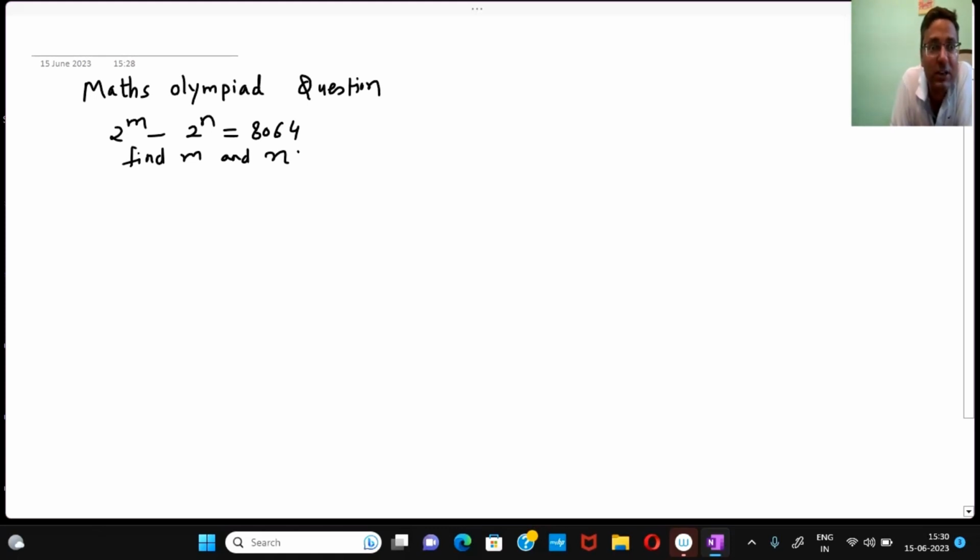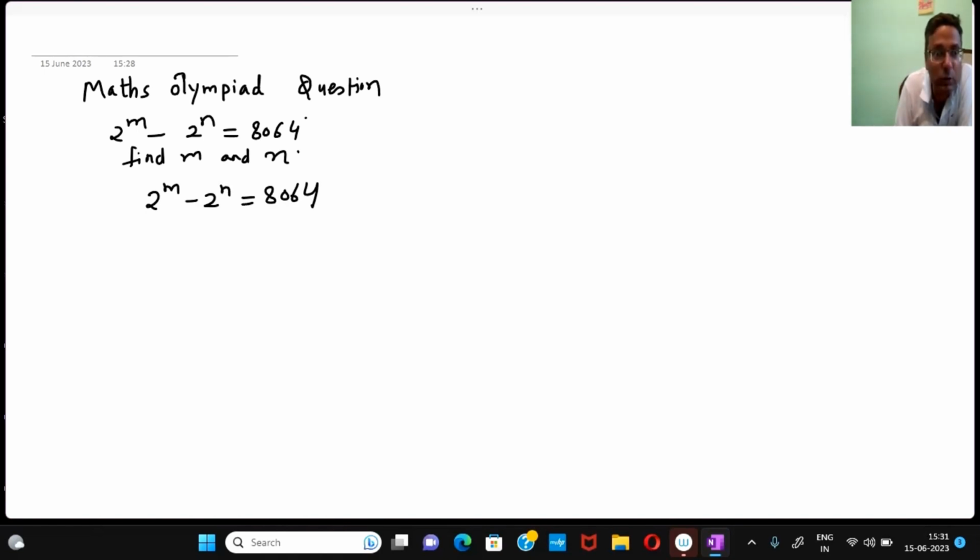Hello student, this is a question from a Maths Olympiad. 2 raised to power m minus 2 raised to power n equals 8064, and you need to find the values of m and n. For solving this question, first of all we write the question: 2 raised to power m minus 2 raised to power n equals 8064.